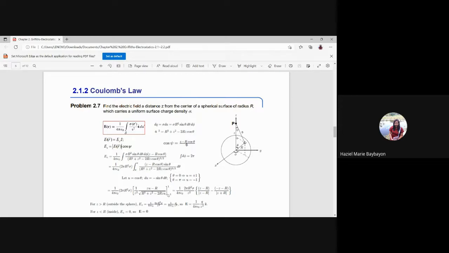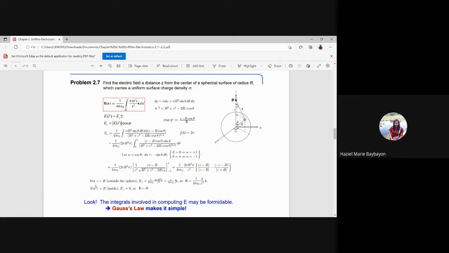So, we shifted limits. Supposedly, it's from 1 to negative 1. So, I think there is a negative sign here, but since we shifted limits to negative 1 to 1, the negative sign disappears. Okay? So, if we further simplify this one, we will have this term.